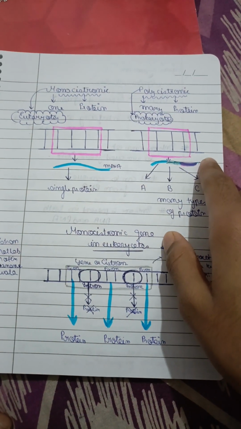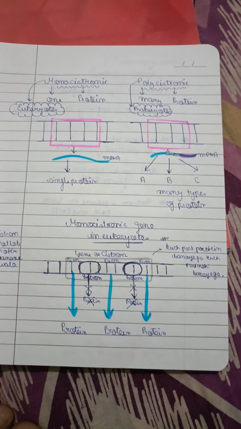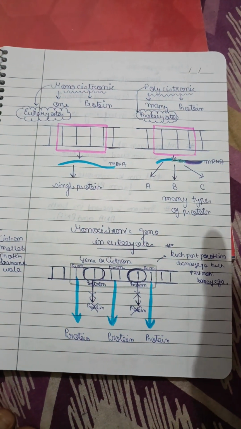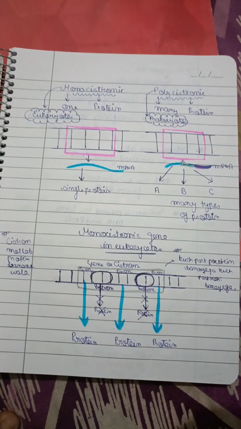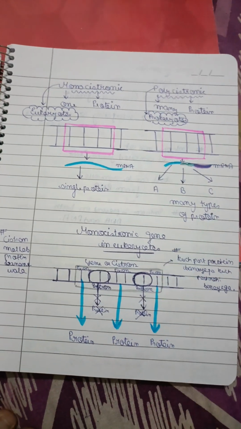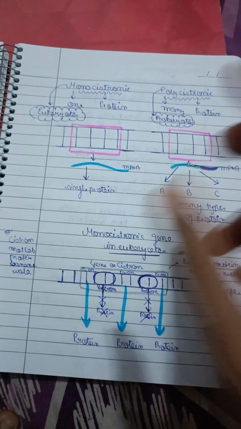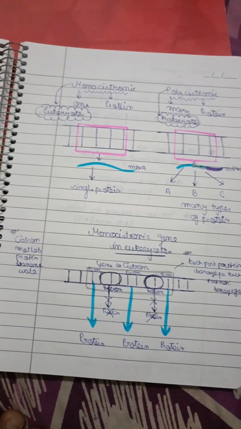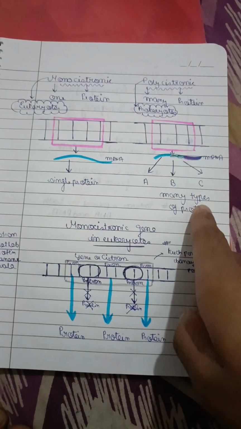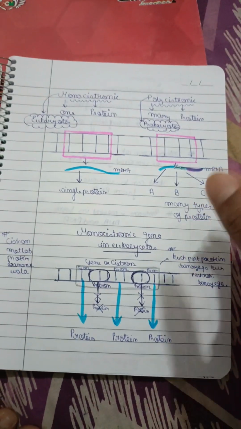But here there are many segments of DNA initially producing many kinds of protein. Like there are segments A, B, C. In the case of prokaryotes, all of the genes are being transcribed at once, not like in the eukaryotes where only one segment gets transcribed at one time. In prokaryotes all of the segments are getting transcribed at once and thus producing more than one protein. Thus it is called polycistronic in this case.